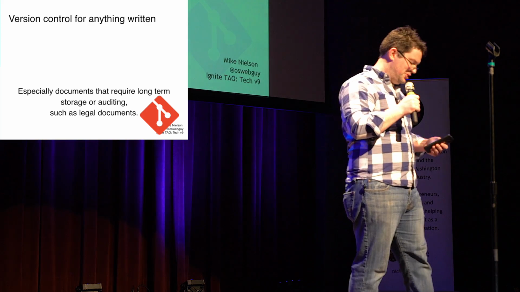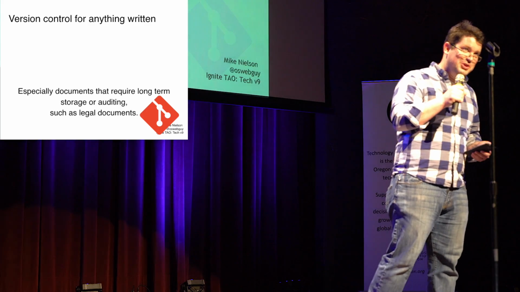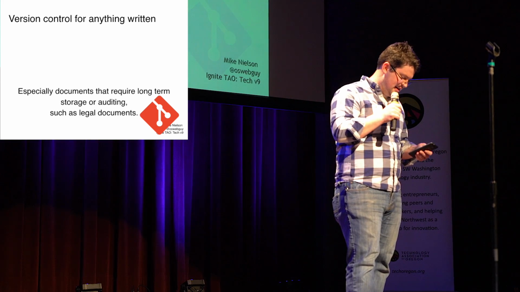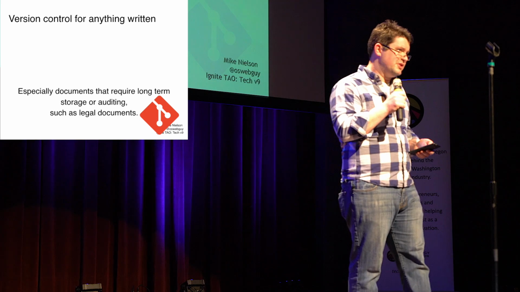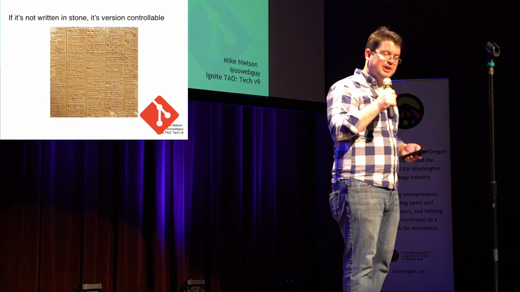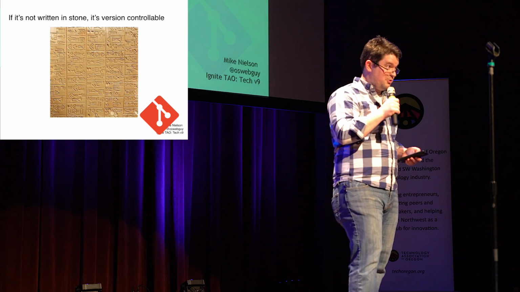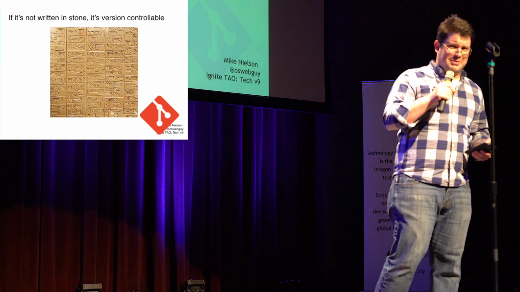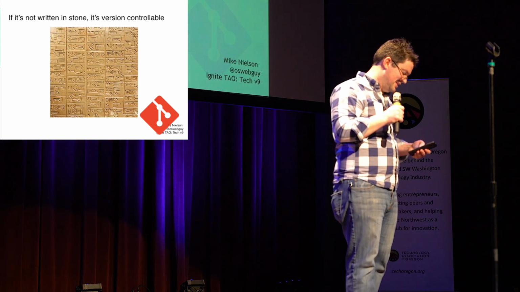So version control for anything written, anything that you can write can be version controlled using Git. You can break up larger chunks of a document, and you can collaborate on them in isolation, and then bring it all together at the end. If it's not written in stone, it's version controllable. So sorry for those cuneiform enthusiasts out there.